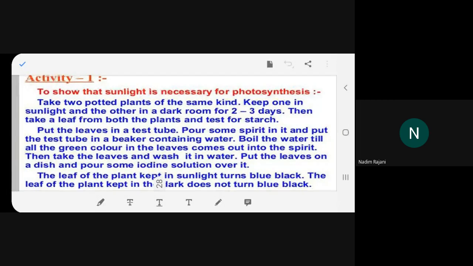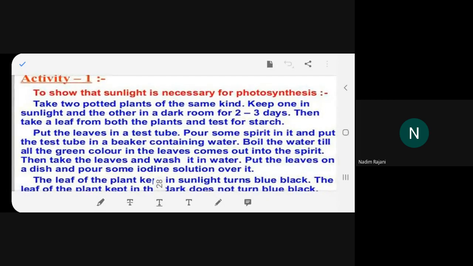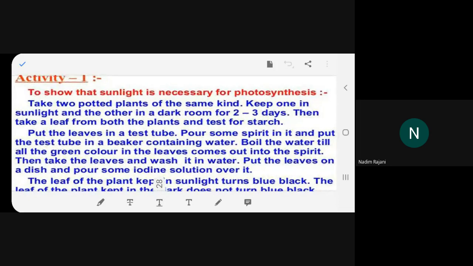We saw one activity to show that without sunlight, photosynthesis cannot take place. Please, one of you start reading.